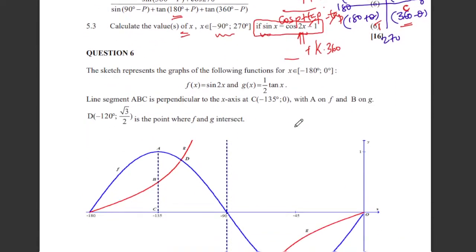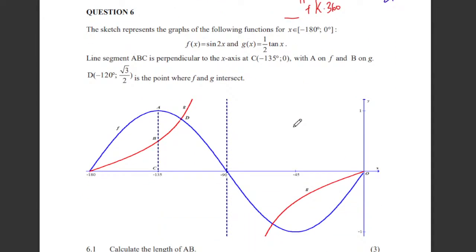Now I'll look at question 6, which has to do with the functions. Remember, with the functions, you need to know what the domain is, that is the x values. In this case, we're going to be talking about degrees. And then the range, those are the y values.